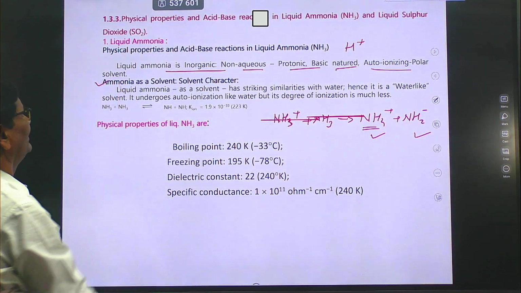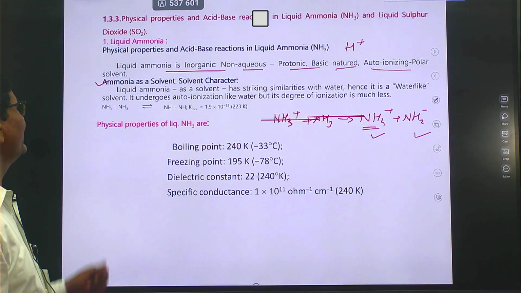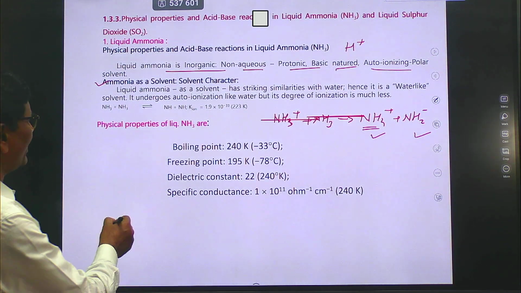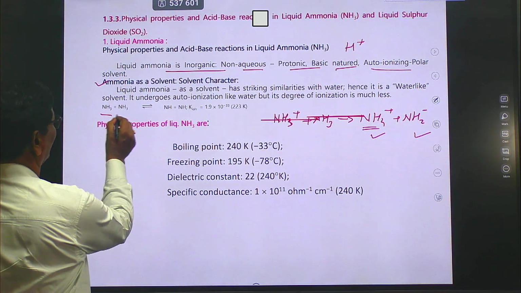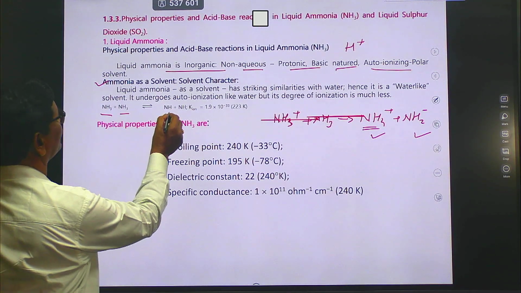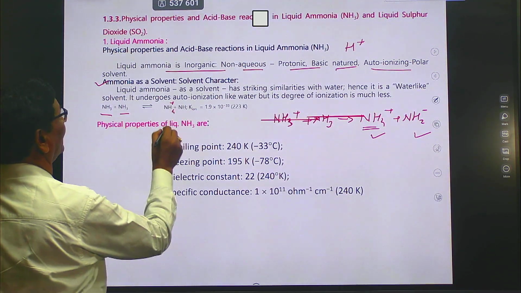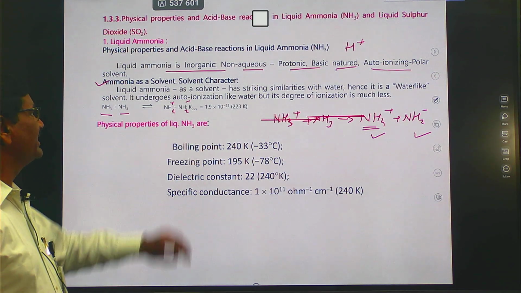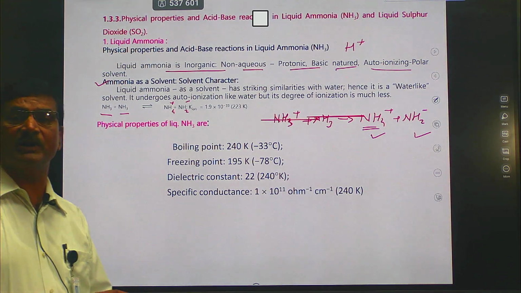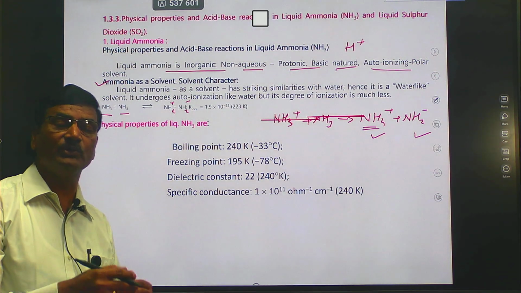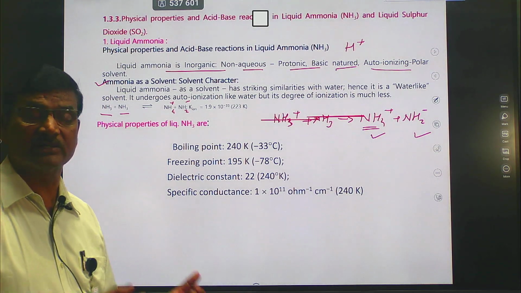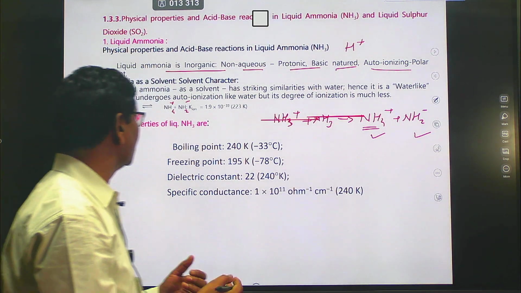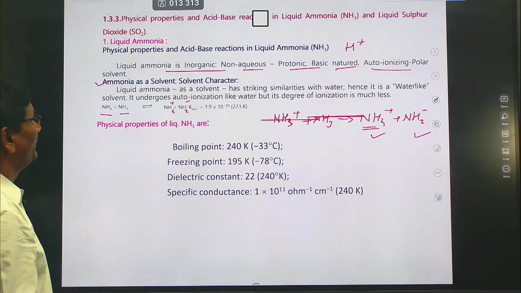What are the solvent characters in the case of ammonia? Just now I told you that ammonia combined with ammonia gives rise to NH4 plus and NH2 minus. Here autoionization takes place, and due to this property only we are able to utilize it in different research papers as well as in different research fields.